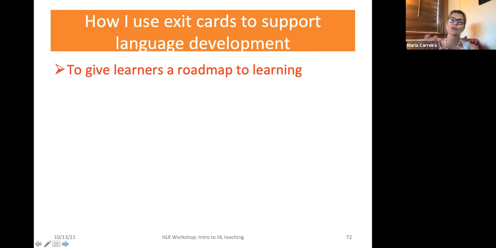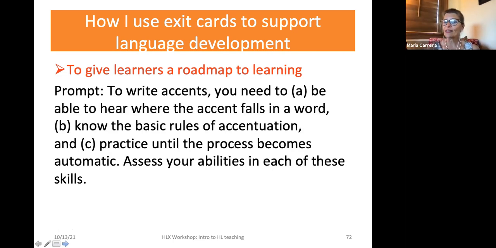So here is how I use the exit cards to support language development. And this is not so much functional proficiency per se, but language development in a broader way. So I can use the exit card to give learners a roadmap to learning. So for those of you that teach Spanish, accents are a pain in the behind. So my prompt might say to my learners, hey, to write accents, you need to be able to hear where the accent falls in a word. I've done this in class, right? That was the lesson for the day. You need to hear where the accent falls in a word. You have to know the basic rules of accentuation, and you have to practice it until the process becomes automatic. Assess your abilities in each of these skills.